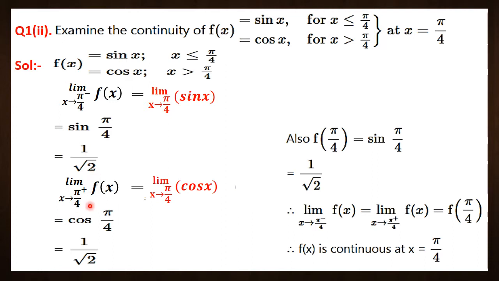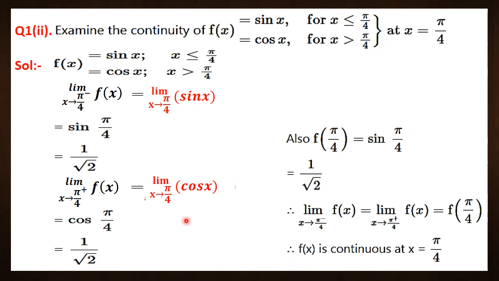Now we find the value of the right hand limit, that is, limit x tends to pi upon 4 plus f of x. That means x approaches pi upon 4 from the right, meaning x is greater than pi upon 4. Here it is x greater than only, x greater than pi upon 4. So the corresponding function is cos x. So we write f of x as cos x. And again we get the value by direct substitution of x equal to pi upon 4. So cos pi upon 4 is again 1 upon root 2.